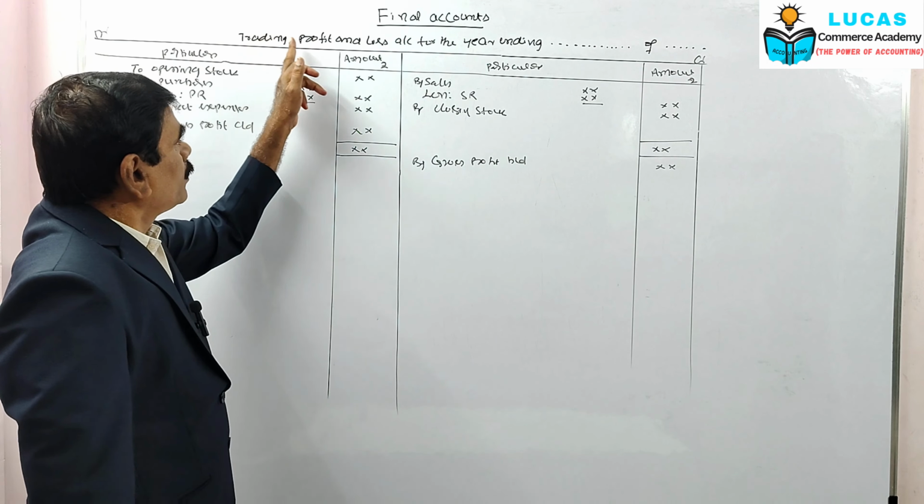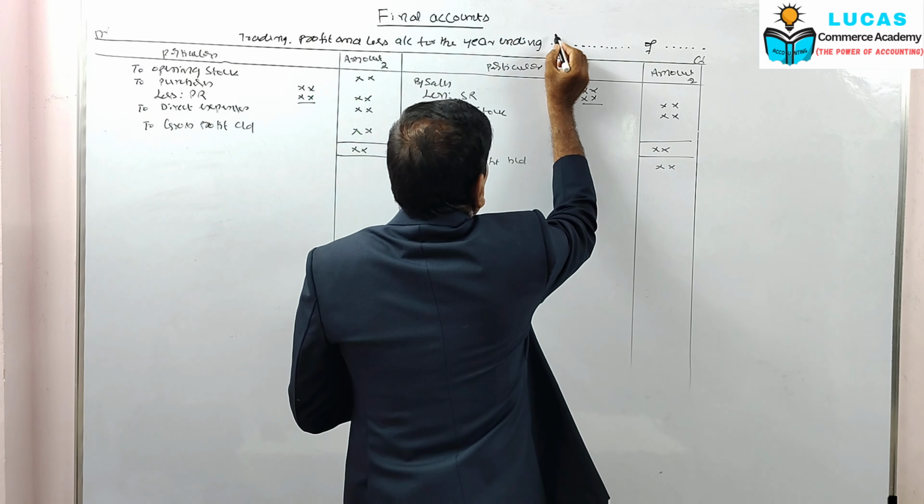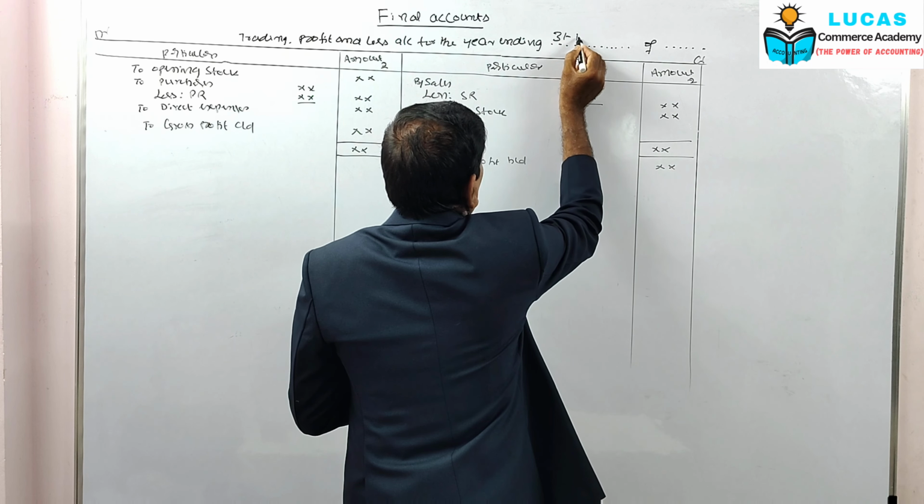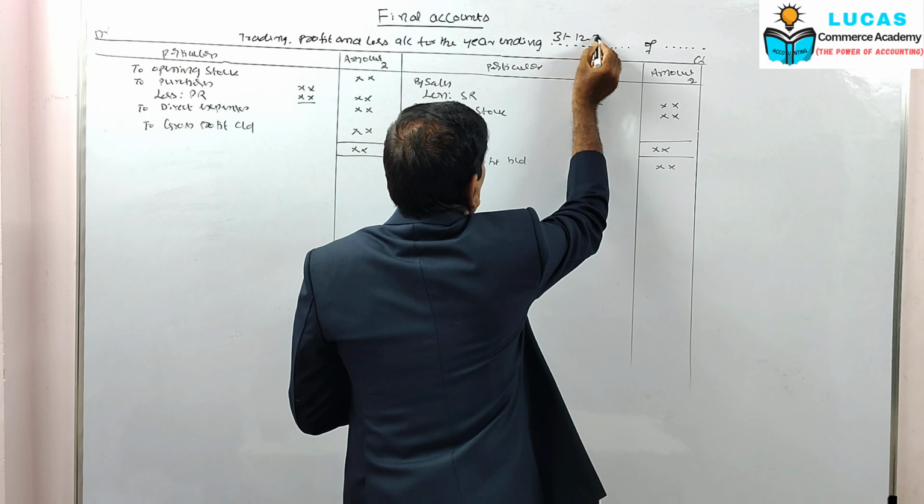The first dash indicates the date. For example, Trading Profit and Loss Account for the year ending 31st 12 2020 of SV Traders. The name of the firm is to be written here. So this is the title for the trading profit and loss account. Our accounting year starts with 1/1/2020 and ends with 31st December 2020.